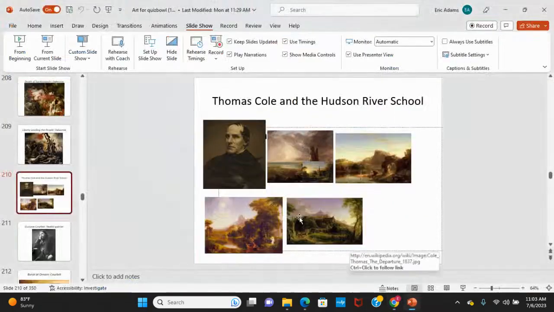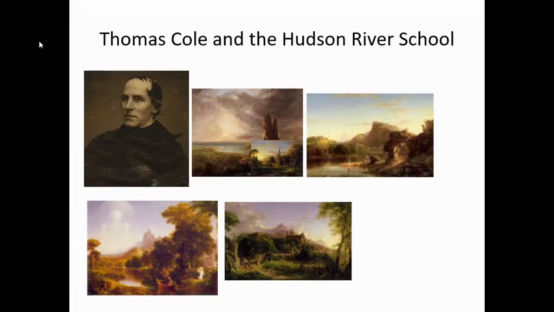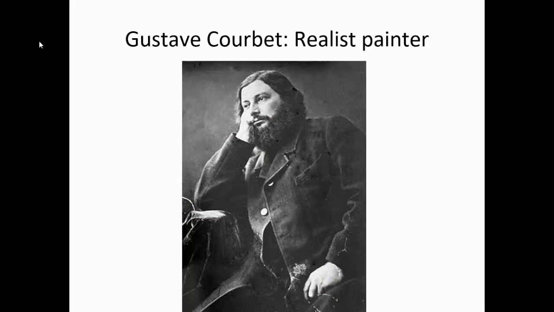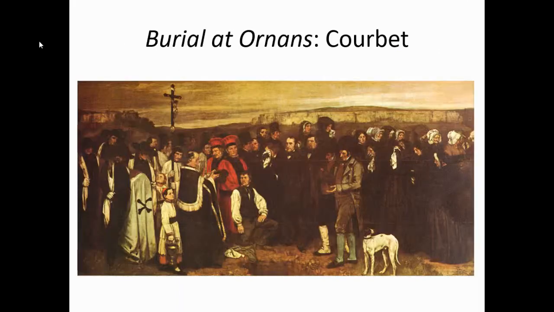So going back to the PowerPoint, let's continue. And so now we have Gustave Courbet, a realist painter from France, and his work that comes up by far the most is Burial at Ornans. Burial at Ornans, which you can see is here, Courbet.